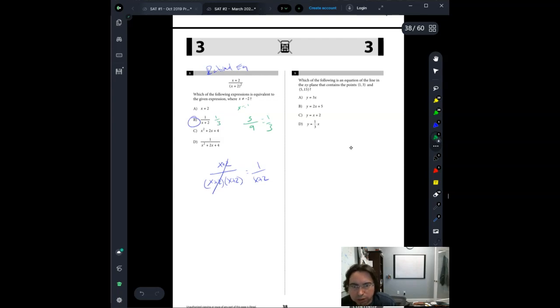Okay, number 9: which of the following is the equation of the line in the xy-plane that contains the points (1, 3) and (5, 15)? First off, we have to find the slope here, and we notice that all the slopes are different. So if we find the slope, we find our answer. Remember, change of y over change of x. So 15 minus 3 over 5 minus 1. That gives me 12 over 4, or 3. So 3 is the slope. A is my answer choice.